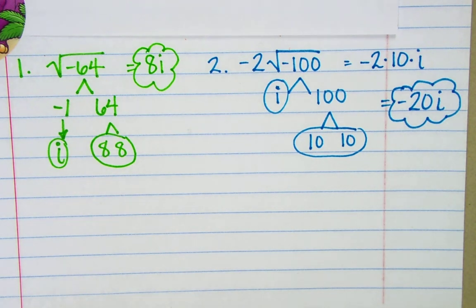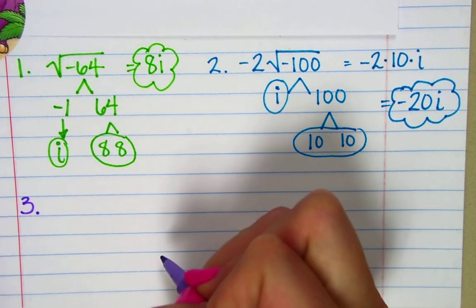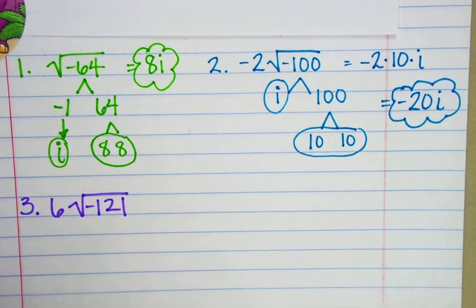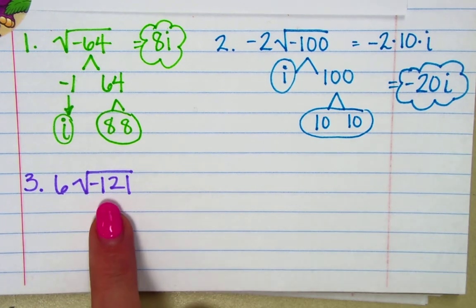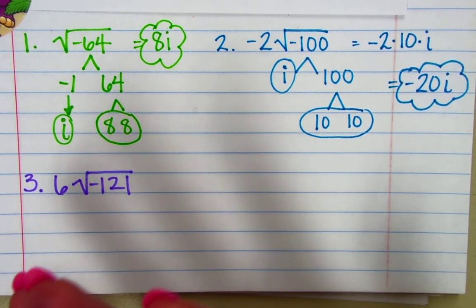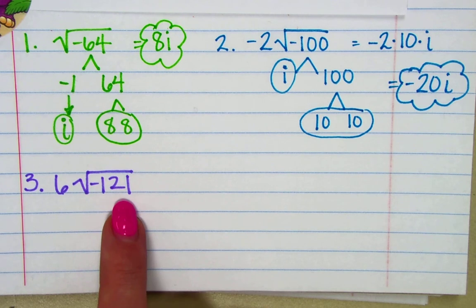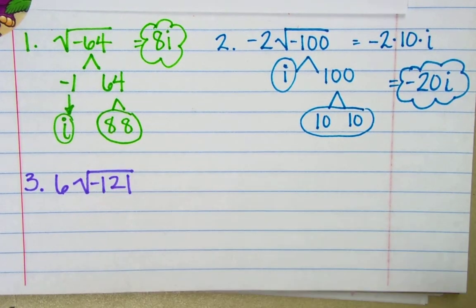I want you to do this one on your own. I'm going to do 6 radical -121. Remember, if you want to find the factors of a big number like this and you don't know them, you can go to your calculator, go to y equals, and do 121 divided by x. Then if you look at the table, it will tell you the factors. So y'all break this one down.